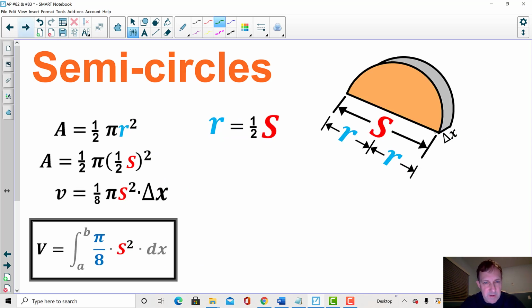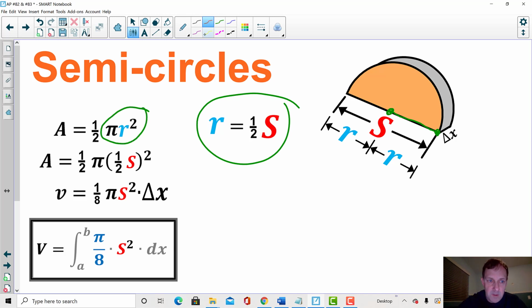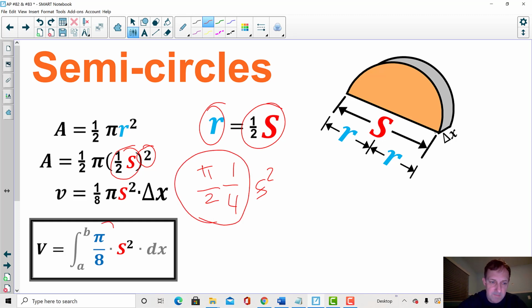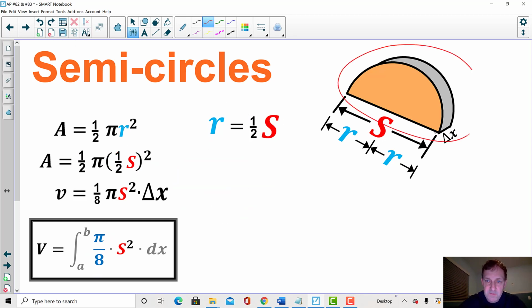Okay, the next one we're looking at is semicircles. Remember, for a semicircle, what we really need is the radius. The radius is going to be half of your s, so we always write that down. The area of a full circle is going to be pi r squared. We have a semicircle, so we're just doing half of that. We're going to replace the r with 1/2 s, and then after you square it, you're going to get 1/4 s squared, and there's still a pi over 2 in front of it. So that's how we're getting a pi over 8 in front of our s squared. So the area of one slice for a semicircle is going to be pi over 8 s squared. Again, this is just review.